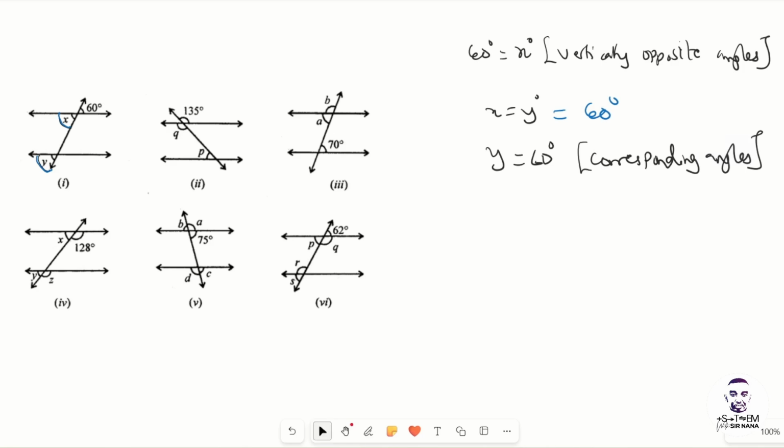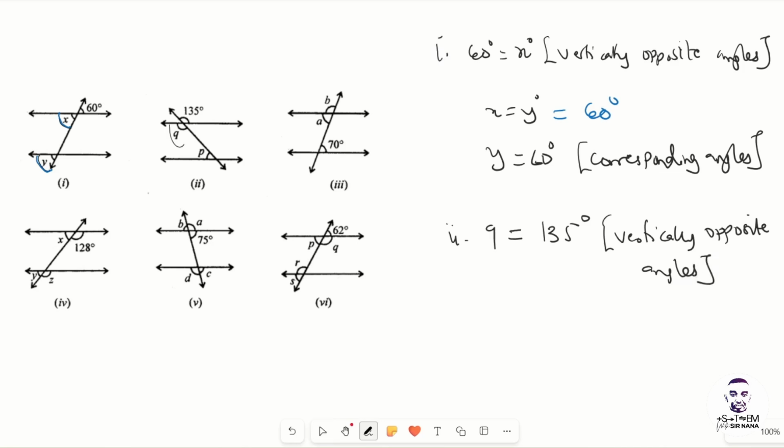Now let's consider our II. So for II, we know that our P is vertically opposite with the Q, right? So we see P here is vertically opposite with the 135 here. So it means that our Q is equal to 135 degrees, right? And we know that it's because they are vertically opposites, right? So this is I, this is II.